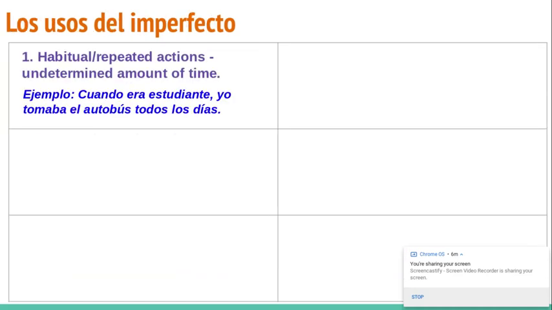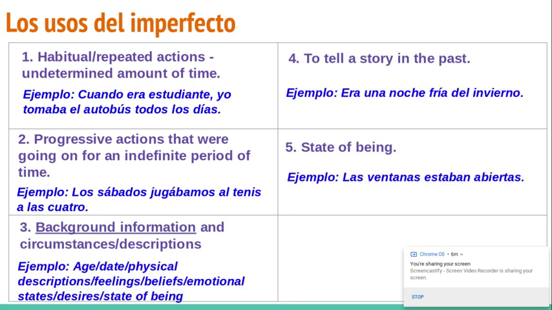So uses of the imperfect, we have a bunch of uses here. Habitual repeated actions in the past, so an undetermined amount of time. Progressive actions that were going on for an indefinite period of time. Background information and circumstances or descriptions to tell a story in the past or a state of being. So this is everything that we've gone over before. Telling us what somebody did multiple times, telling us what was going on, background information, telling a story. Oh, this used to be, we used to do this. Nothing here is definitive. Nothing says that yesterday, 2 years ago, 3 months ago, this took place.